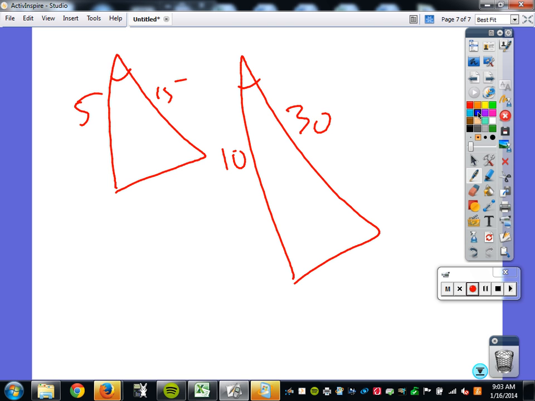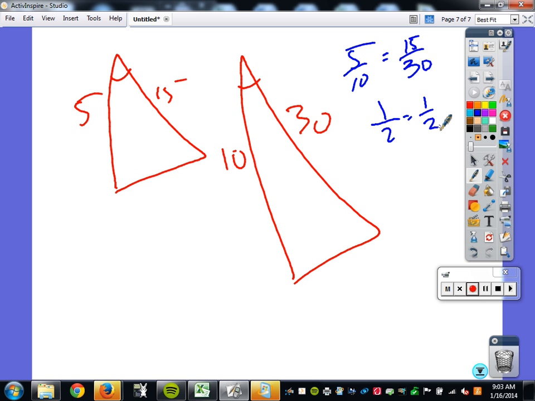Okay? So let's set up our proportion. We need to set up a proportion. Who corresponds to 5? Okay, so 5 over 10 and 10 over 30, right? You say 30 or 20? Okay, we reduce down, 1/2, 1/10.